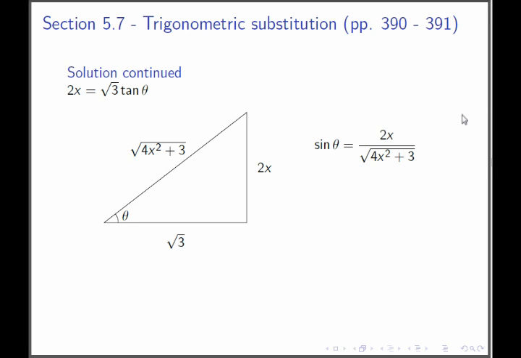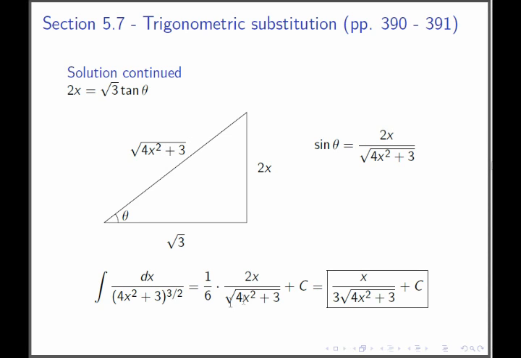Okay, well then we can just look at this and say sine theta is opposite over hypotenuse. Now that's 2x over that square root expression. And so now we can back substitute like we needed to, and here's our final answer for the integral.